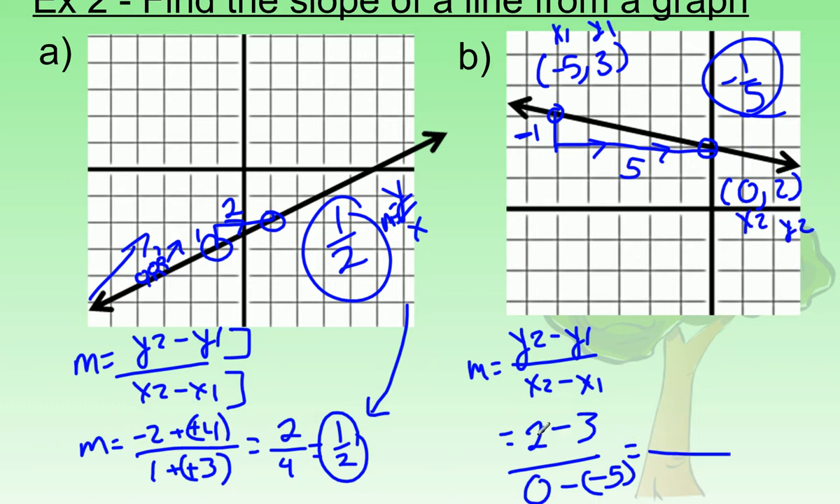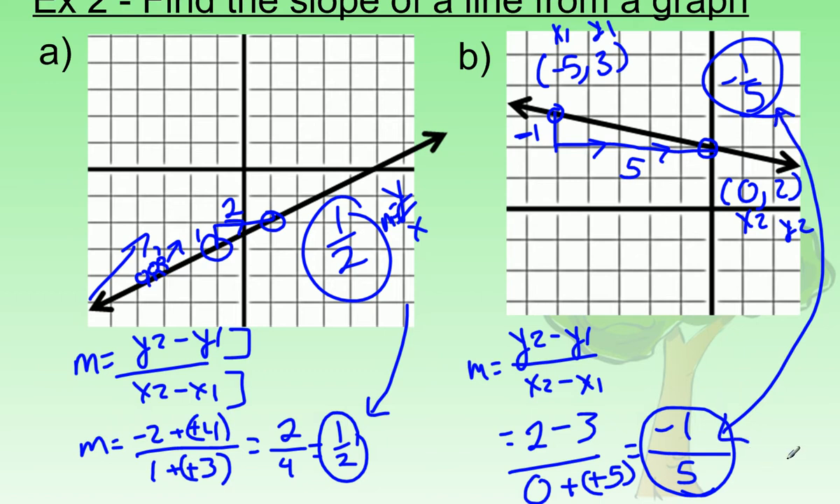And if I do my math here, 2 minus 3 is negative 1. 0 minus a negative 5, which turns into a plus, is positive 5. And would you look at that? We got the same answer. We have the same slope. So that slope is telling us how slanty the line is. You go from one point to the next, down 1 over 5.